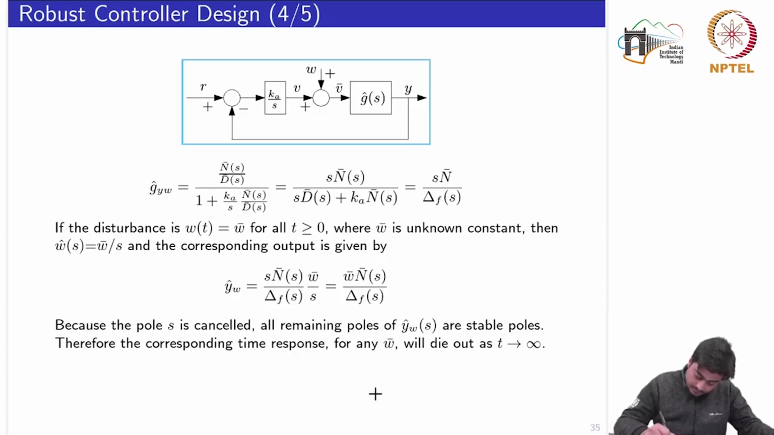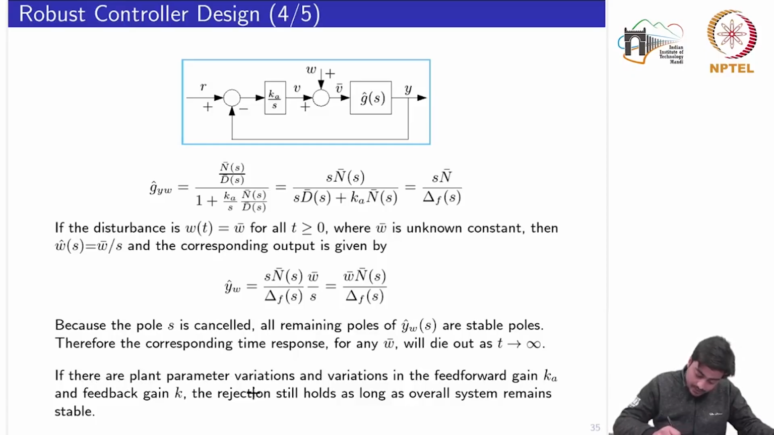Okay, now if there are plant parameter variations and also variations in the feedforward gain k and the feedback gain k, the rejection still holds as long as the overall system remains stable, because the responses with respect to those signals would always die out as t tends to infinity. Okay, so this is an important thing here: although we do not have any information about the signal w, the output of the closed loop system is not at all affected by the presence of w as t tends to infinity.